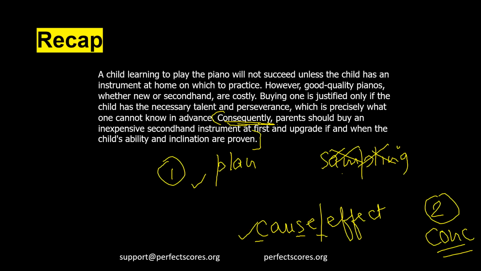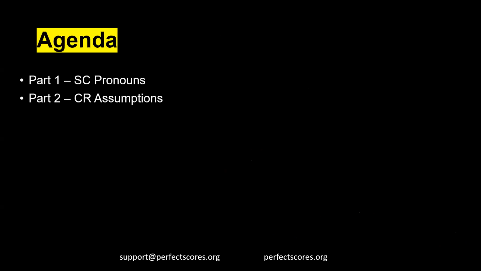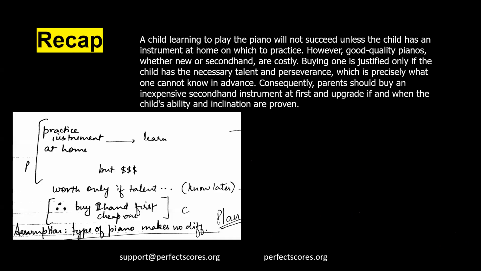So this is what we did in the previous class, and this is something that I also talked about in the last class. This is what your scratch paper looks like. When I was doing this argument, I talked about what the premises were, remember, in the order in which they appear in the argument. So I'm talking about practicing an instrument at home being used to learn, but it's costly, worth it only if there is talent, which we know later, and therefore buy second hand first, cheap one first. And that is the conclusion.